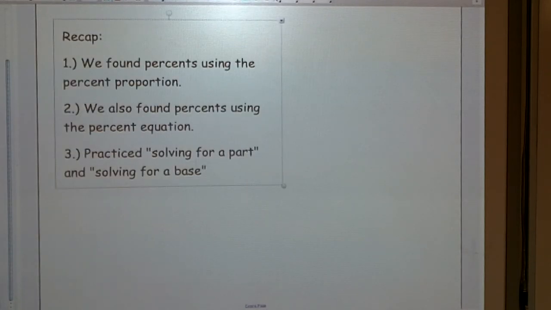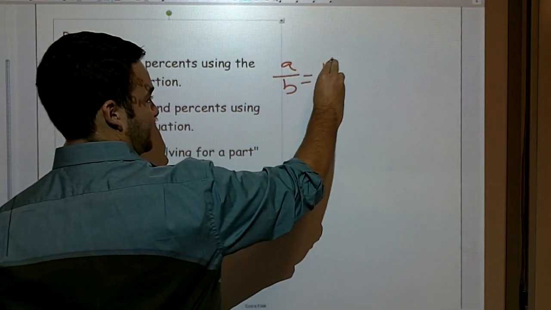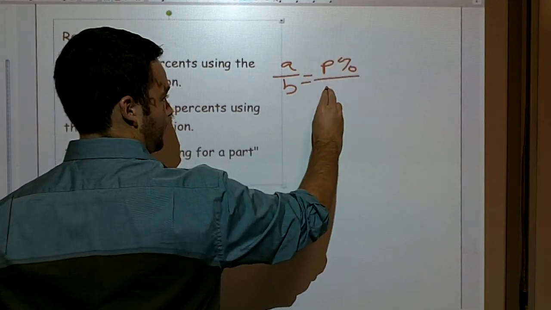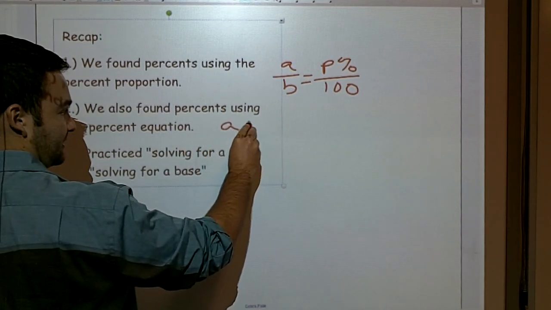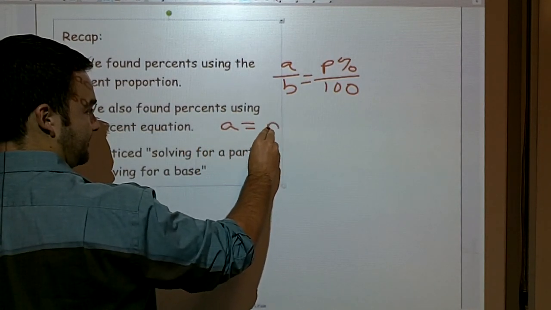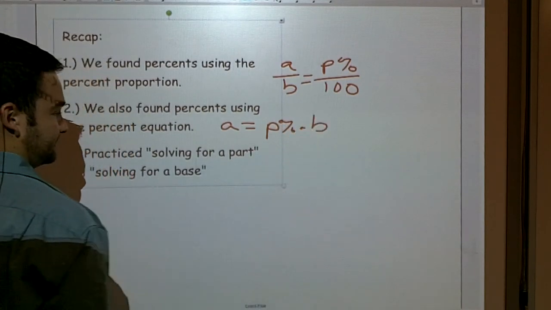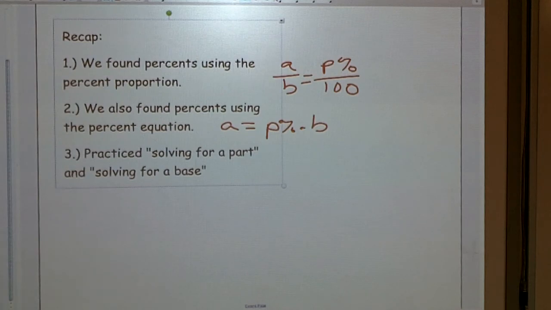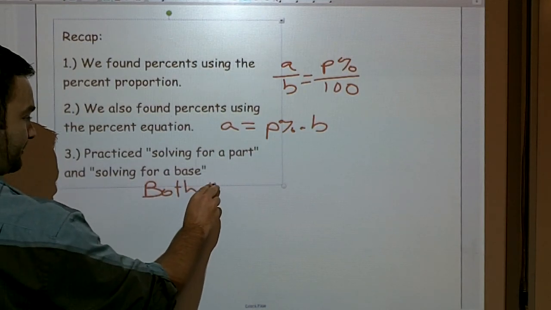So just as a recap, we found percents using the percent proportion, which says A over B is equal to P% over 100. Okay, we've also found percents using the percent equation, which says the part is equal to the P%, again written as a decimal, times the base. Okay? And then we practiced solving for a part and solving for a base using both methods.